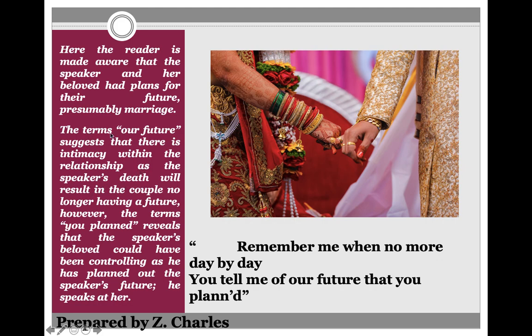Okay, so the terms "our future" suggests that there is intimacy within the relationship, as the speaker's death will result in the couple no longer having a future. However, the terms "you planned" reveals that the speaker's beloved could have been controlling, as he planned out the speaker's future, he speaks at her. So it's kind of a bit of a contradiction here because she says "our future," right? However, the man planned the future.